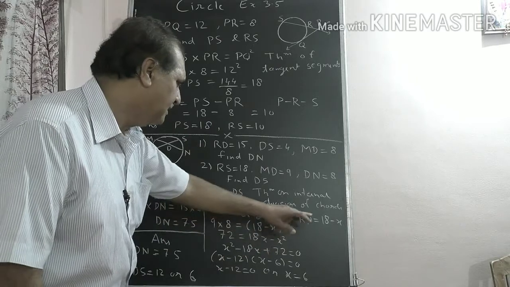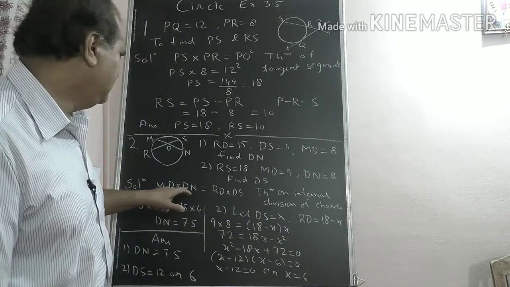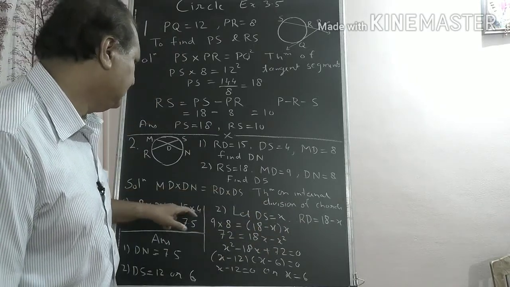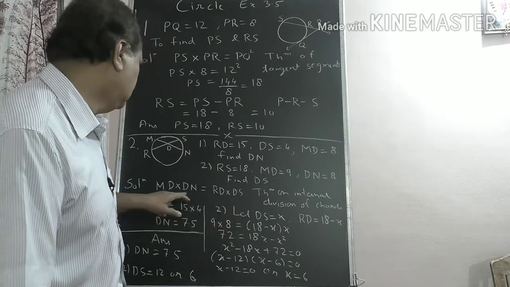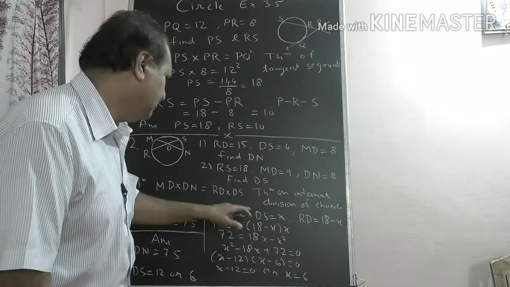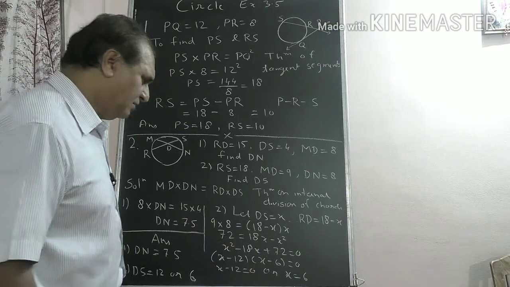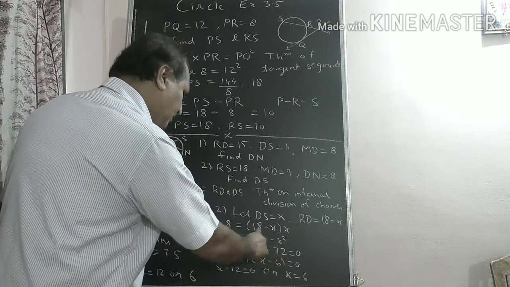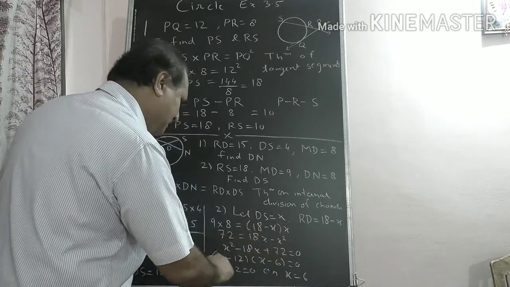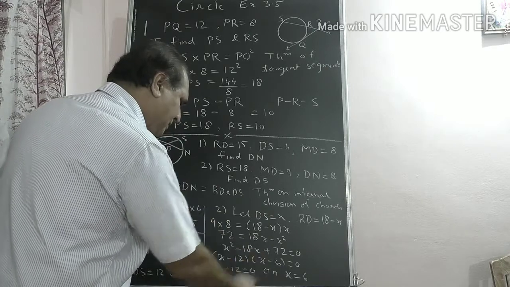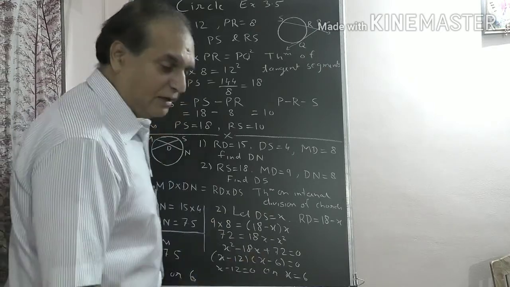Same formula: MD into DN, 9 into 8, equal to RD which is 18 minus X, into DS which is X. Now this forms a quadratic equation. 18x minus x square, shifting this side, x square minus 18x plus 72 equal to 0. Quadratic.